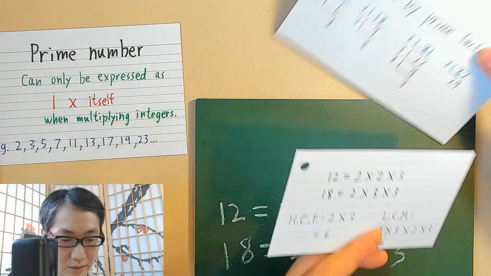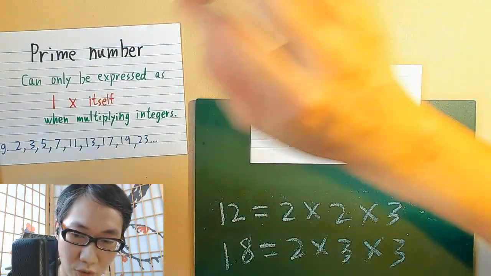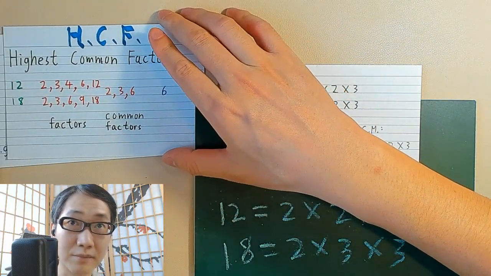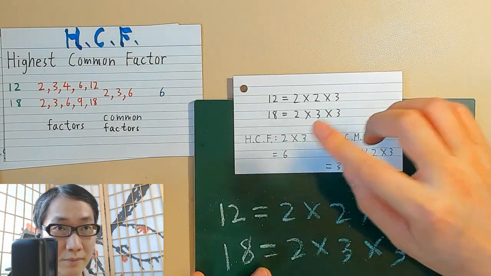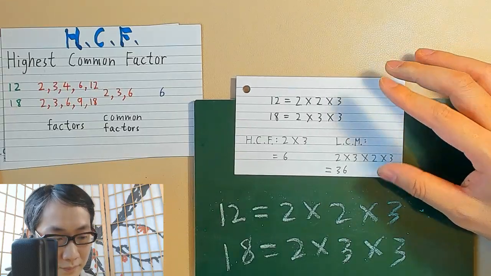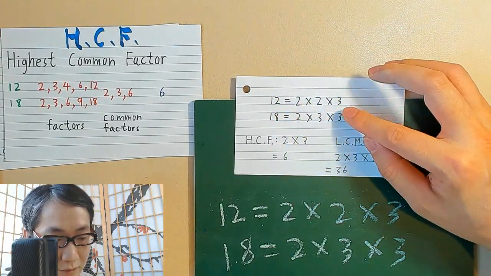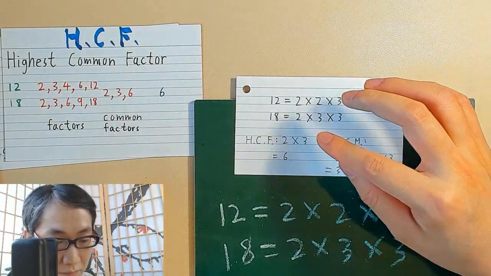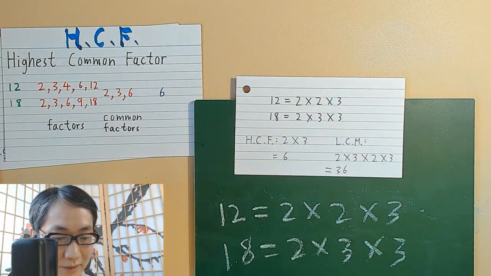Like here, we recall the HCF is 6. So how do we do this? If we look at the prime factors, 2 is common to both of them. The first 2 is common. The first 3 is also common. So we multiply the common prime factors, 2 times 3, and then we have 6.